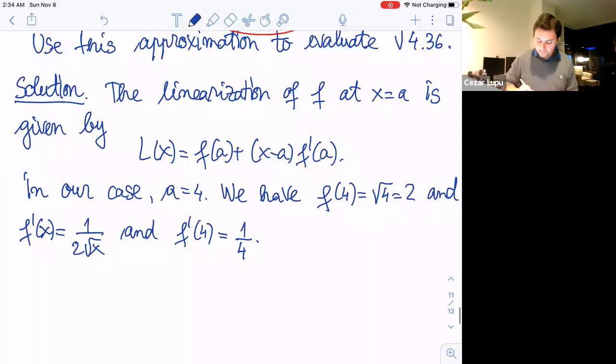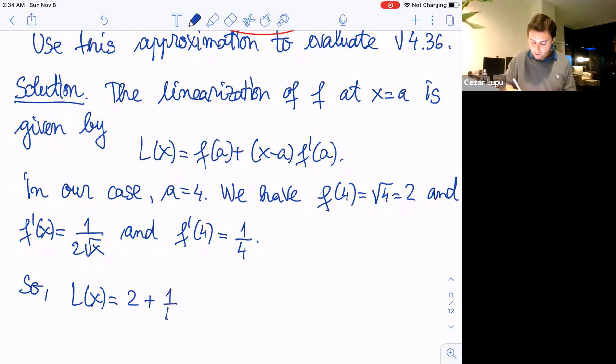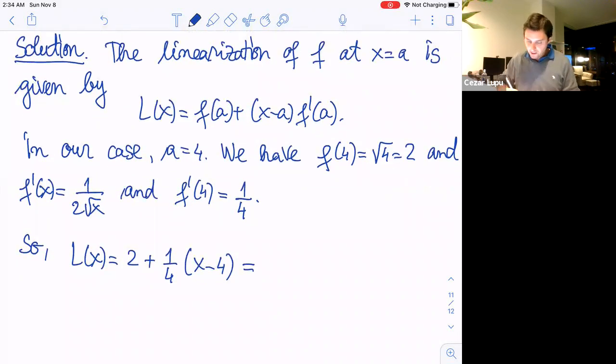So finally, the linearization function L of x will be 2 plus 1 over 4, which is f prime of a, times x minus 4. So that's the linearization function. And if we do a little bit of algebra, this is nothing else than 1 plus x over 4.